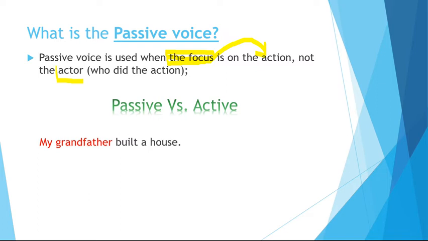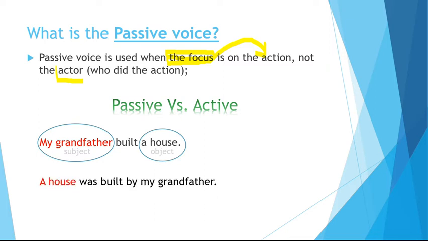My grandfather built a house. So here we're focusing on the subject. My grandfather, who did the action, he's the actor of the action. Built is the verb and a house is the object, right? So here our focus, because it's an active voice, is on the actor, on the subject, on the doer of the action. When we change into passive, look, the formation is changed.